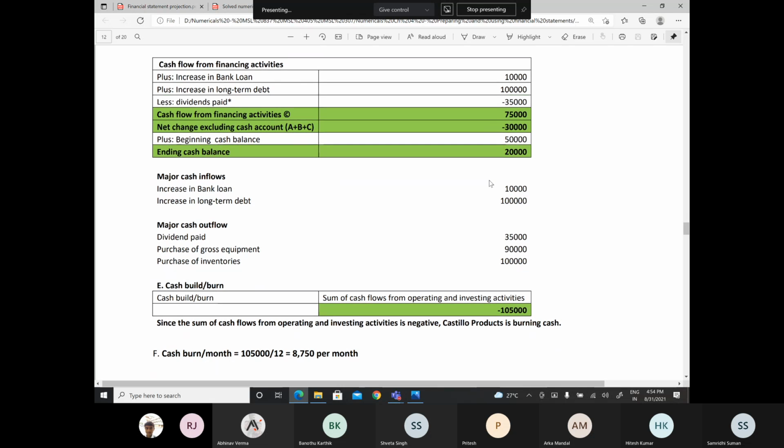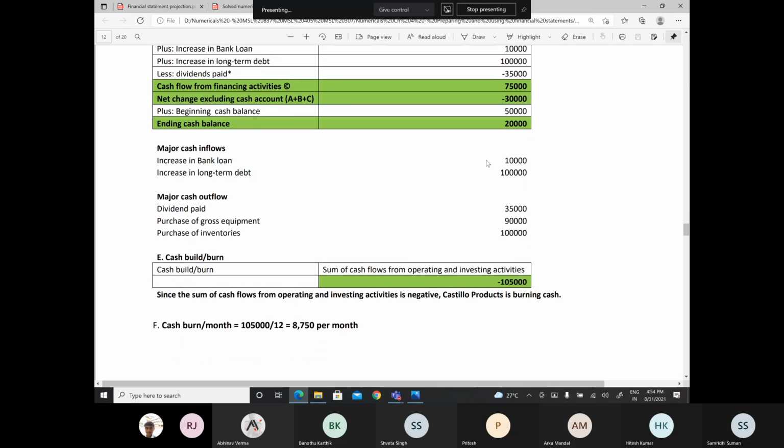So based on this, if we look at the major cash inflows, we can see that the inflows have come from bank loans and from long-term debt. And if you look at the outflows, then the outflows surprisingly have come from dividends paid, which the company should not have given, purchase of gross equipment, and purchase of inventory of 100,000. Okay. So if you have to calculate the cash build or burn, then that is nothing but the sum of cash flows from operating and investing activities. So this is minus $105,000. Since the sum of cash flows from operating and investing activities is negative, Castio is burning cash.